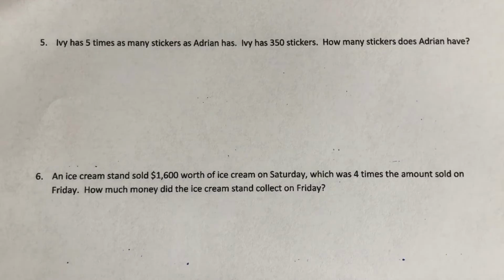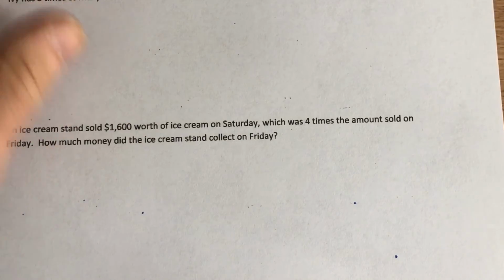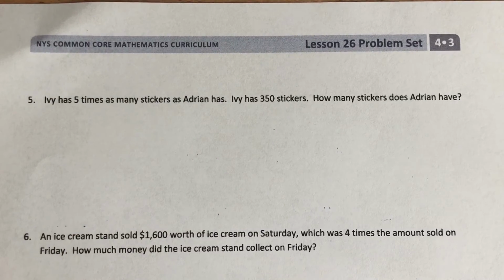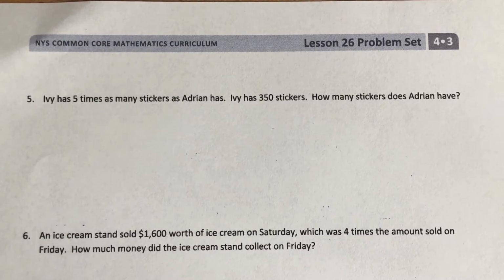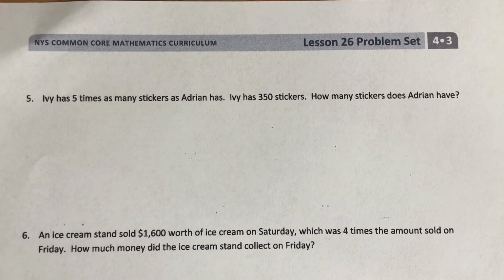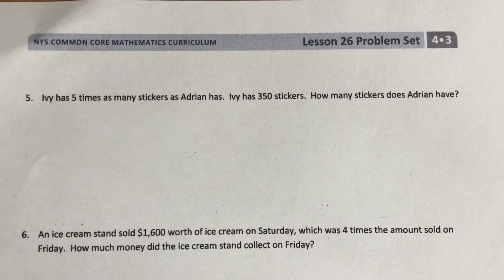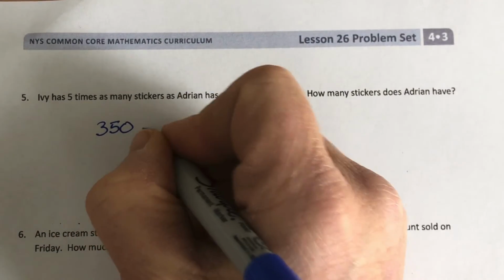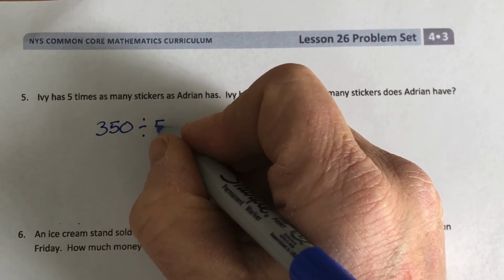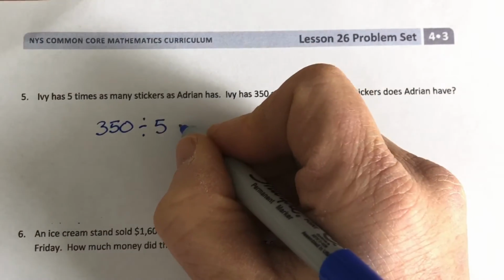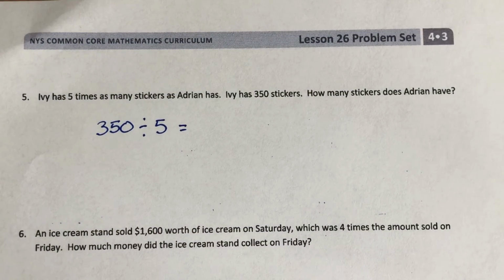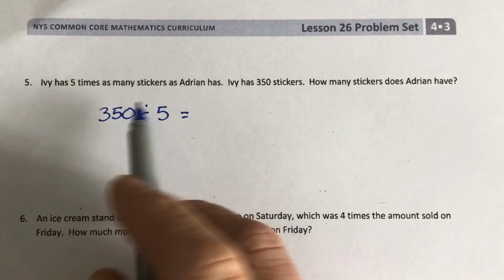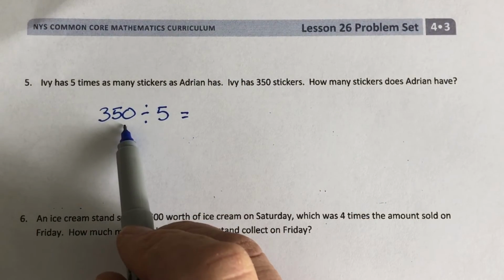Okay. And then our last page here shows an ice cream stand. Oh, not there. I'm down here. There it is. Ivy has 5 times as many stickers as Adrian has. Ivy has 350 stickers. How many stickers does Adrian have? Okay. So Ivy has 5 times that amount. So if I take this 350 and divide it by 5, I'm going to know how many stickers Adrian has, all right?